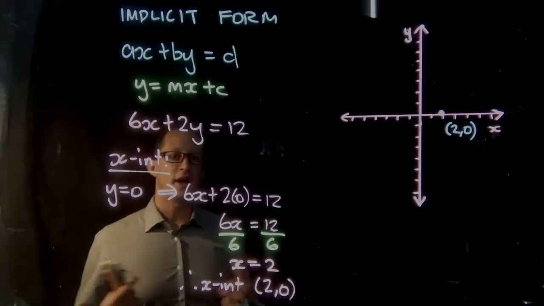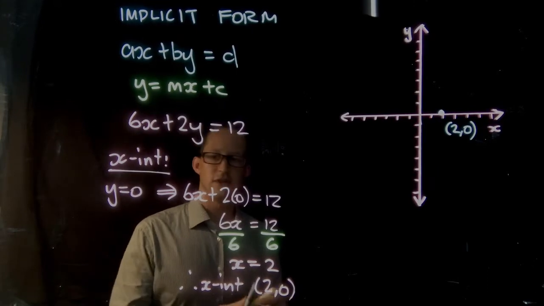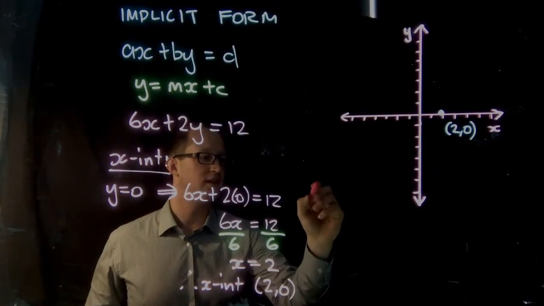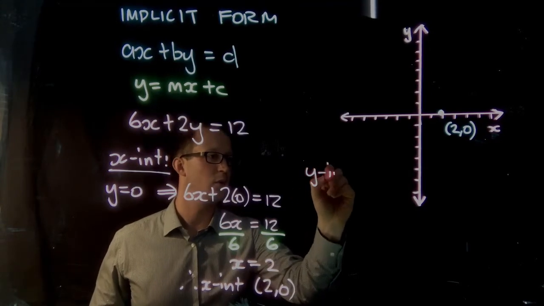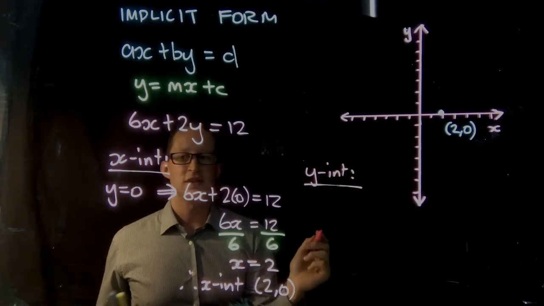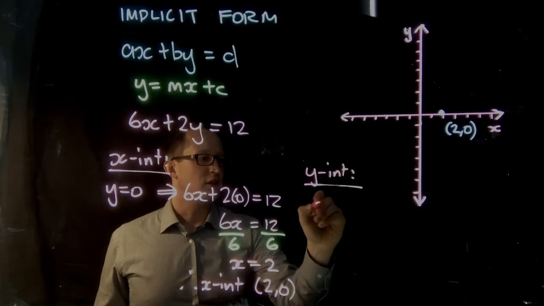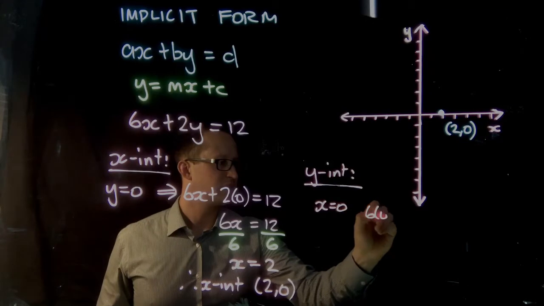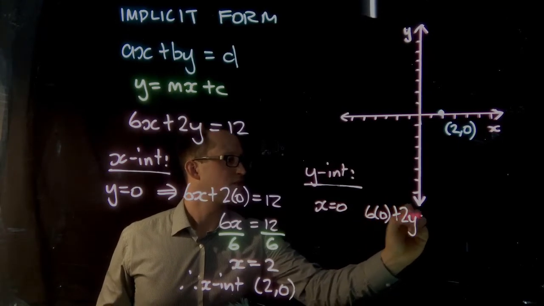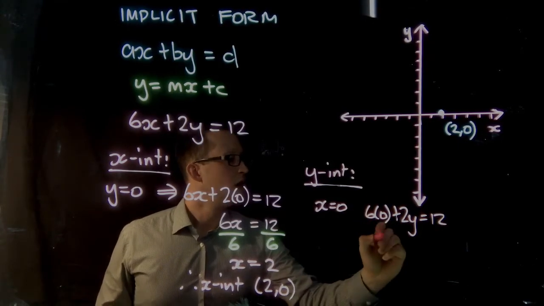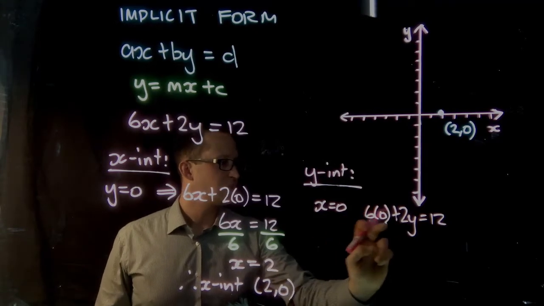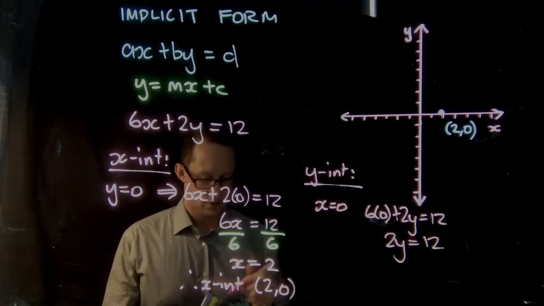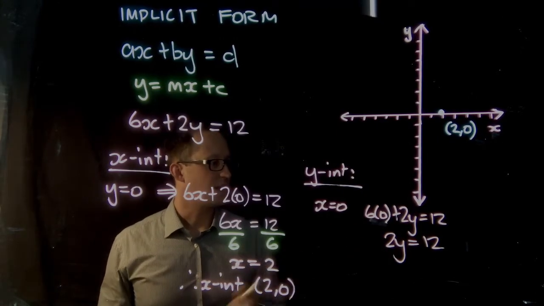Any straight line that we're going to plot, we know we need to have 2 different points. So we've plotted our x-intercept. The second point that we're going to plot is our y-intercept. The y-intercept, opposite to the x-intercept, occurs when x equals 0, not y equals 0. So we're going to have 6 times 0 plus 2 times y equals 12. The 6 times 0 this time is what cancels out, so we get 2y being equal to 12, and we need to solve that equation for y.